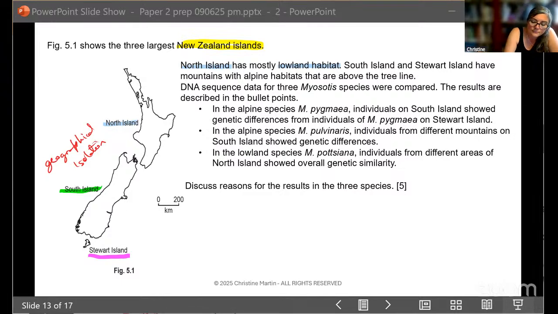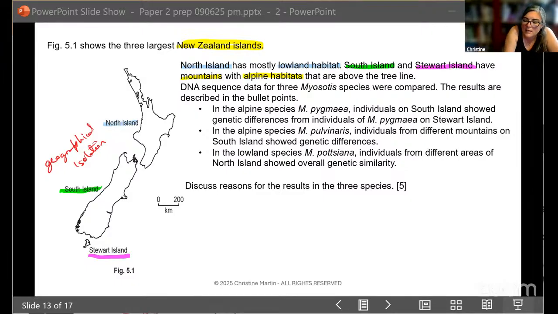Then they've told us that in the South Island, and also, and you see how I'm highlighting here right now, the Stewart Island, these ones have got mountains and alpine habitats. So they are already showing that there are different habitats. We have different habitats involved here. So therefore, that is something we need to note. That could be a way in which we are geographically isolating them, but we need to be sure. So let's just see what else they've told us.